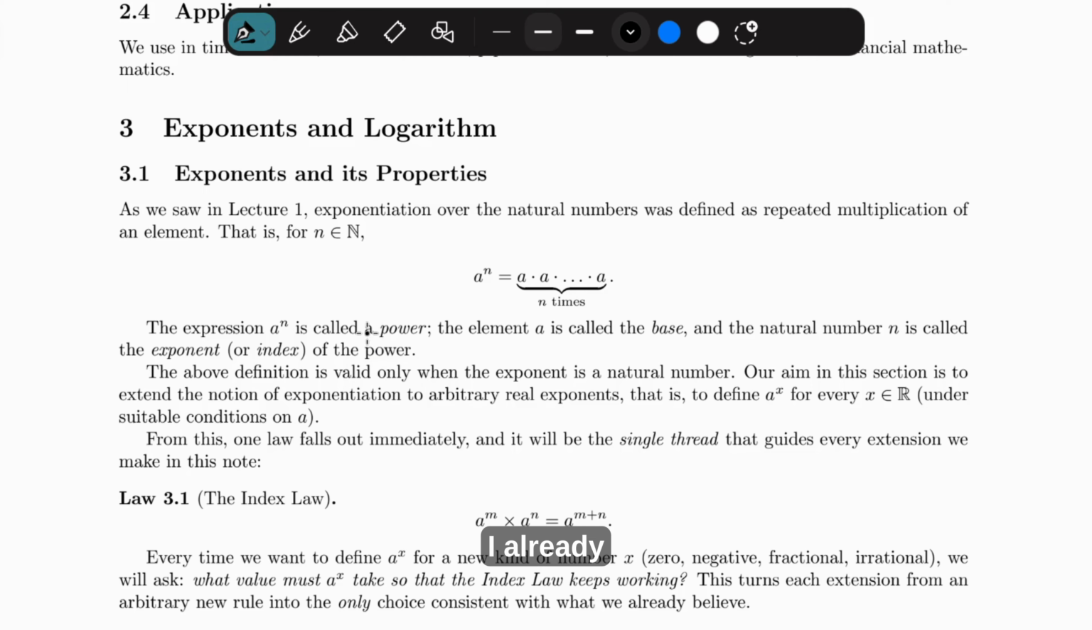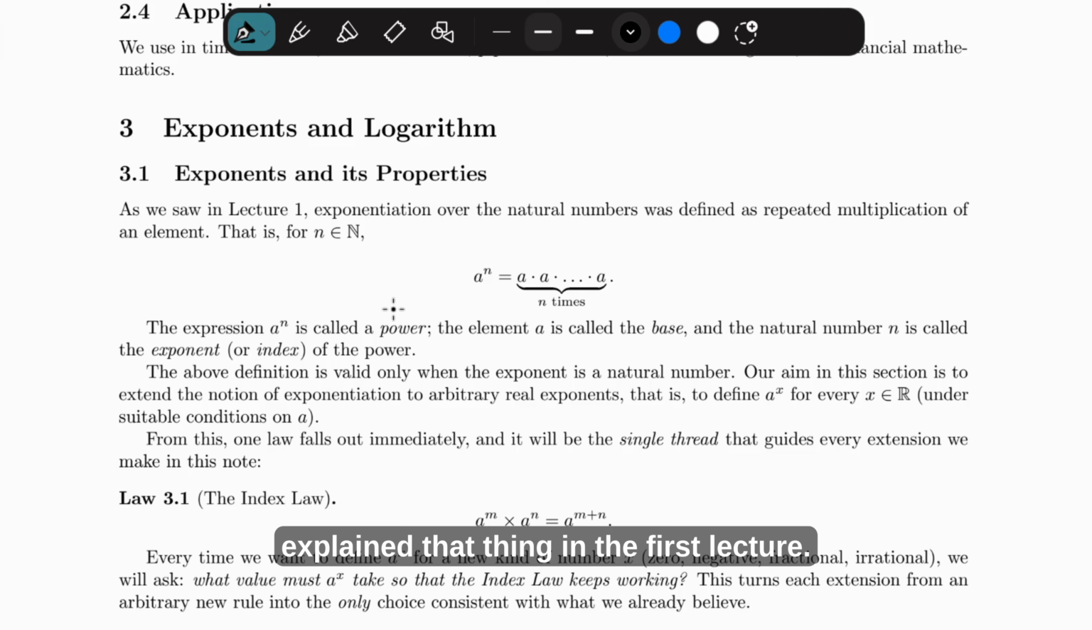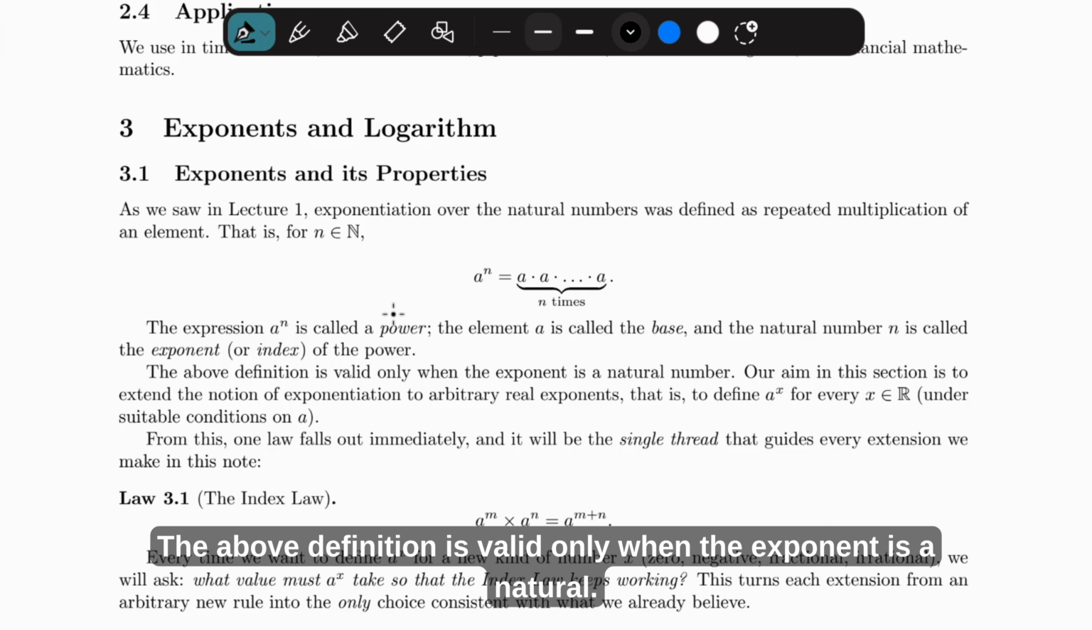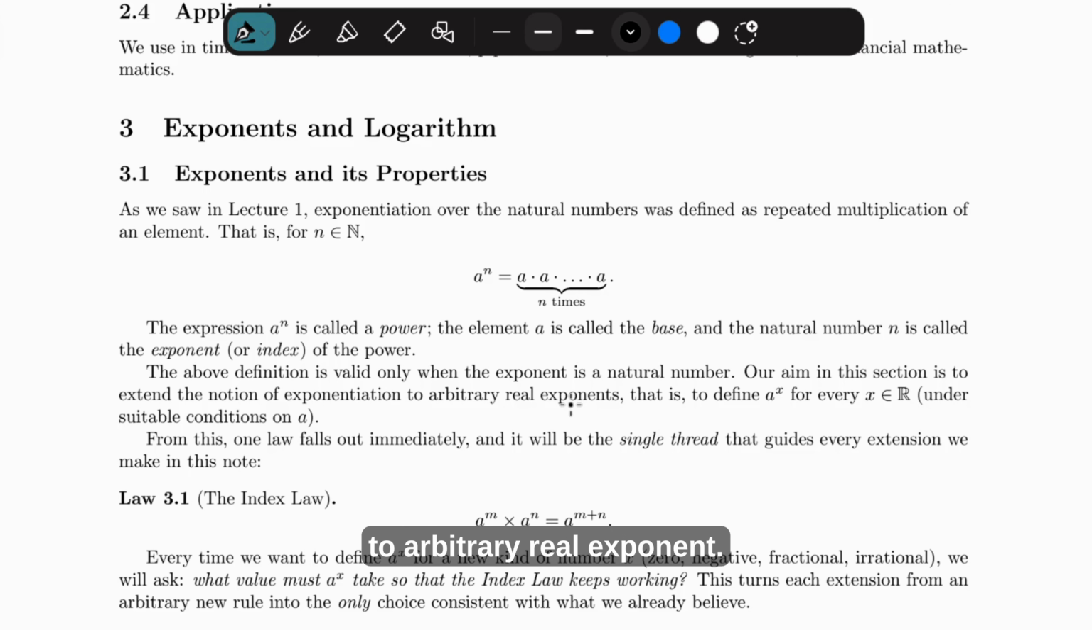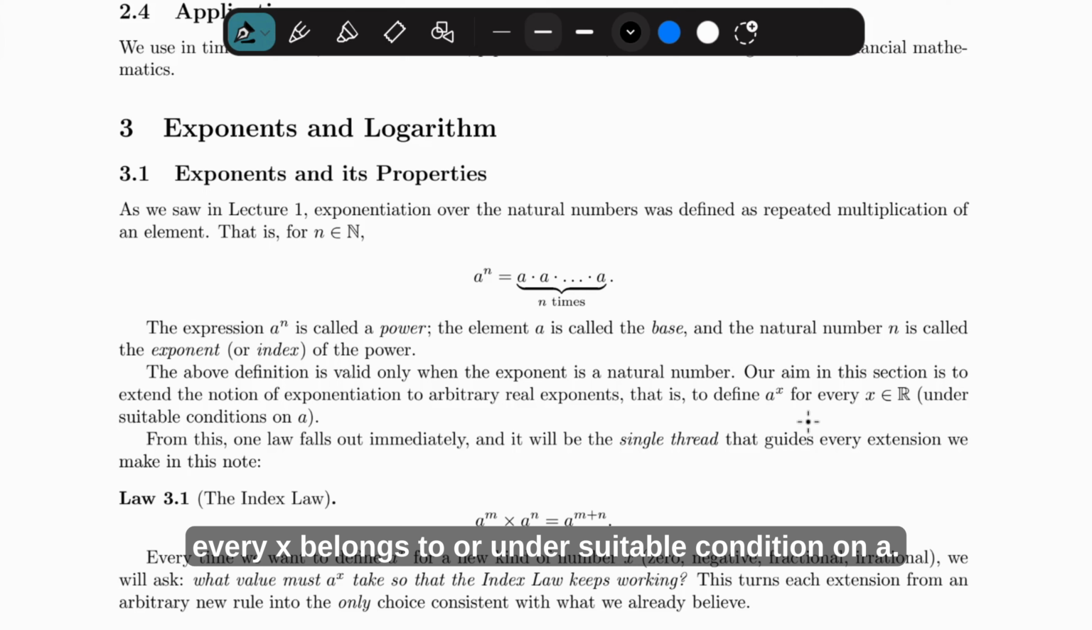I already explained that in the first lecture. The above definition is valid only when the exponent is a natural number. Our aim in this section is to extend the notion of exponentiation to arbitrary real exponents, that is, to define a to the power x for every real x under suitable conditions on a. From this, one law falls out immediately, and it will be the single thread that guides every extension we make in this note.